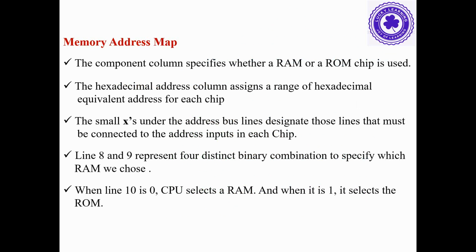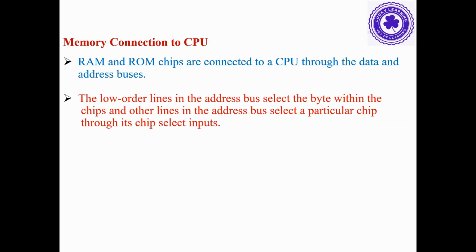The component column specifies whether a RAM or ROM chip is used. These are the text for your understanding of what I have explained. Here RAM and ROM chips are connected to a CPU through the data and address buses. The lower order lines in the address bus select the byte within the chips, and other lines in the address bus select a particular chip through its chip select inputs.